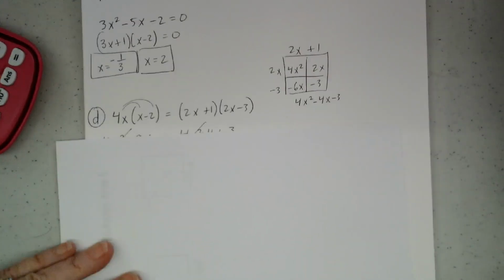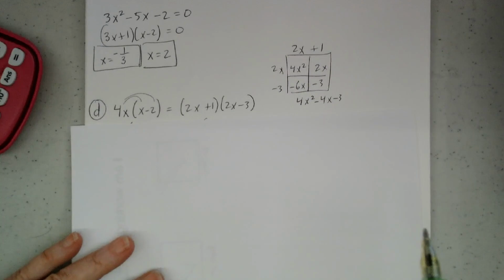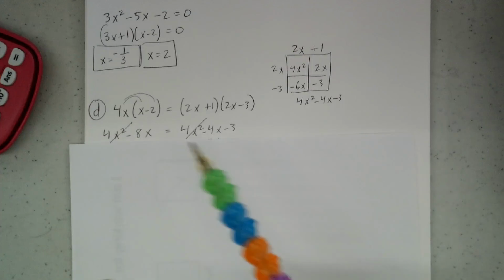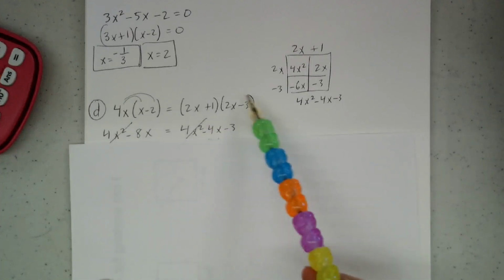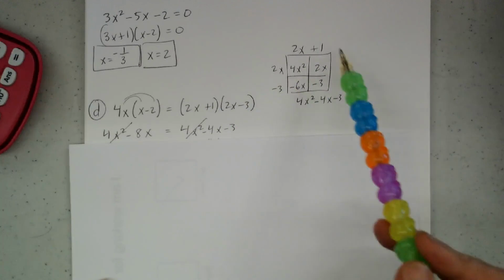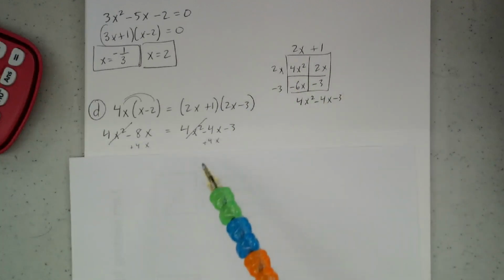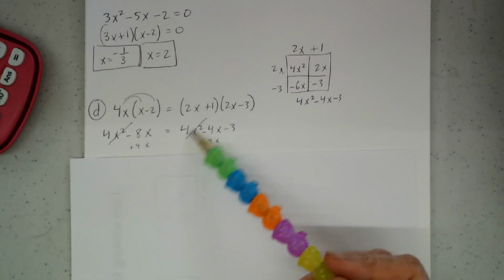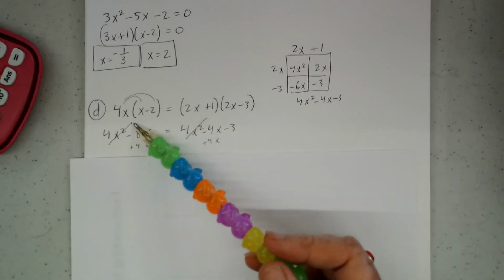Okay, and then the very last one, I decided to distribute. On this one, I have to multiply those together like FOIL, so I just used this area model. Then I realized I had a 4x squared on both sides, so it's kind of like subtracting from both sides. I just crossed it off.